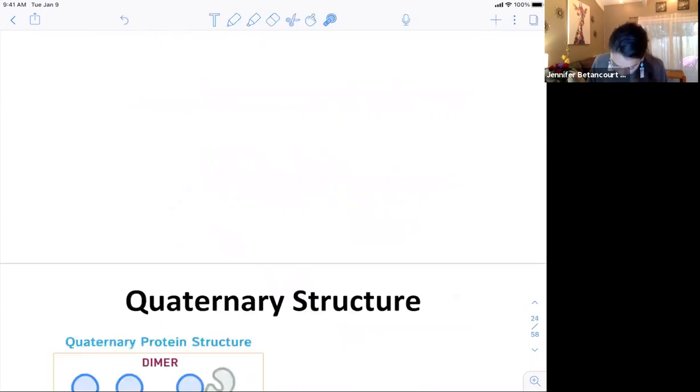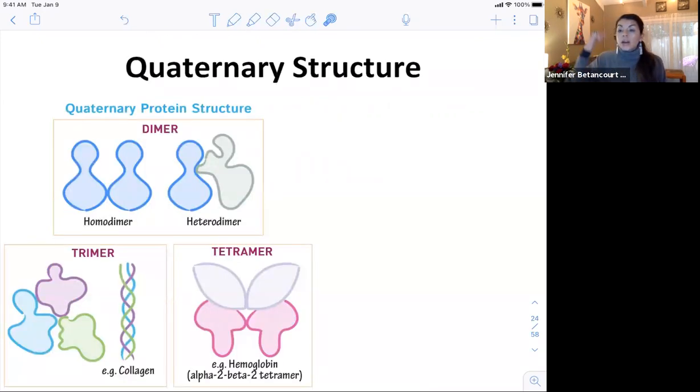Okay, let me see what else is next. Okay, I'm going to go ahead and do quaternary. We'll end with questions and then we'll switch to lecture 5.